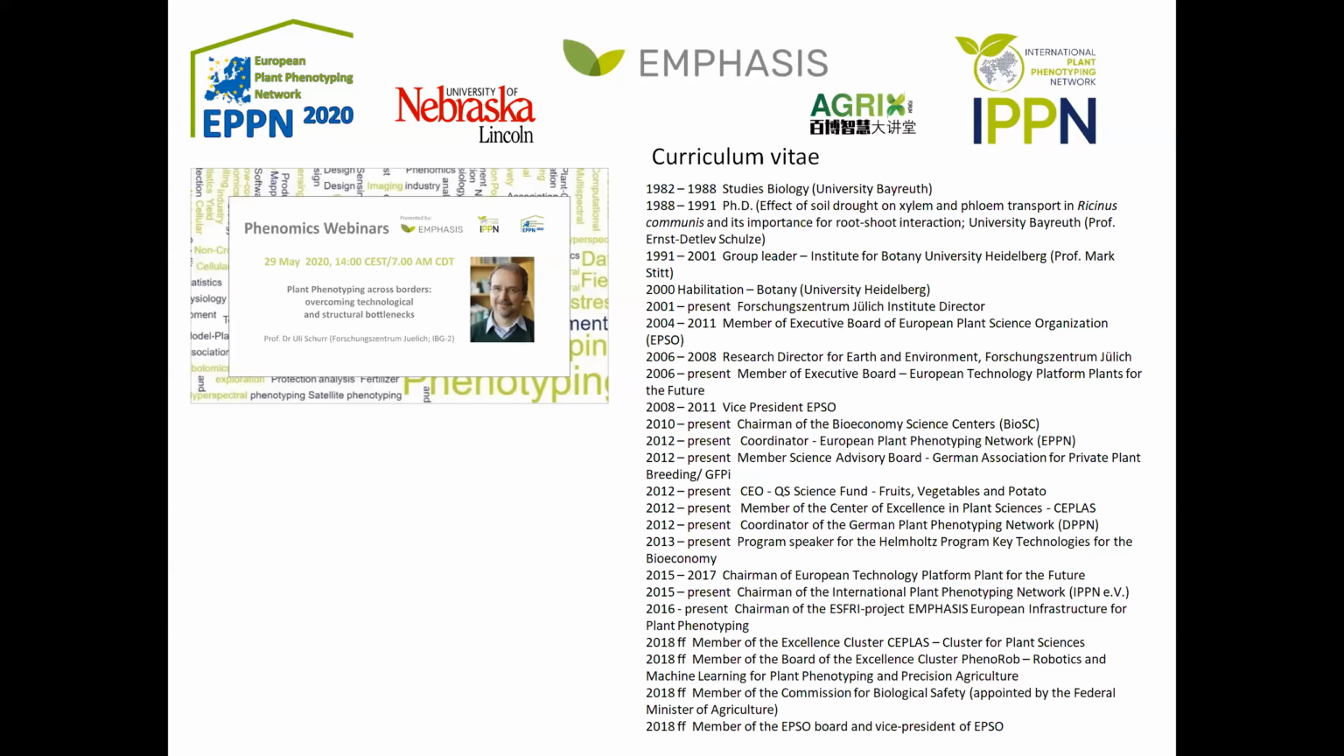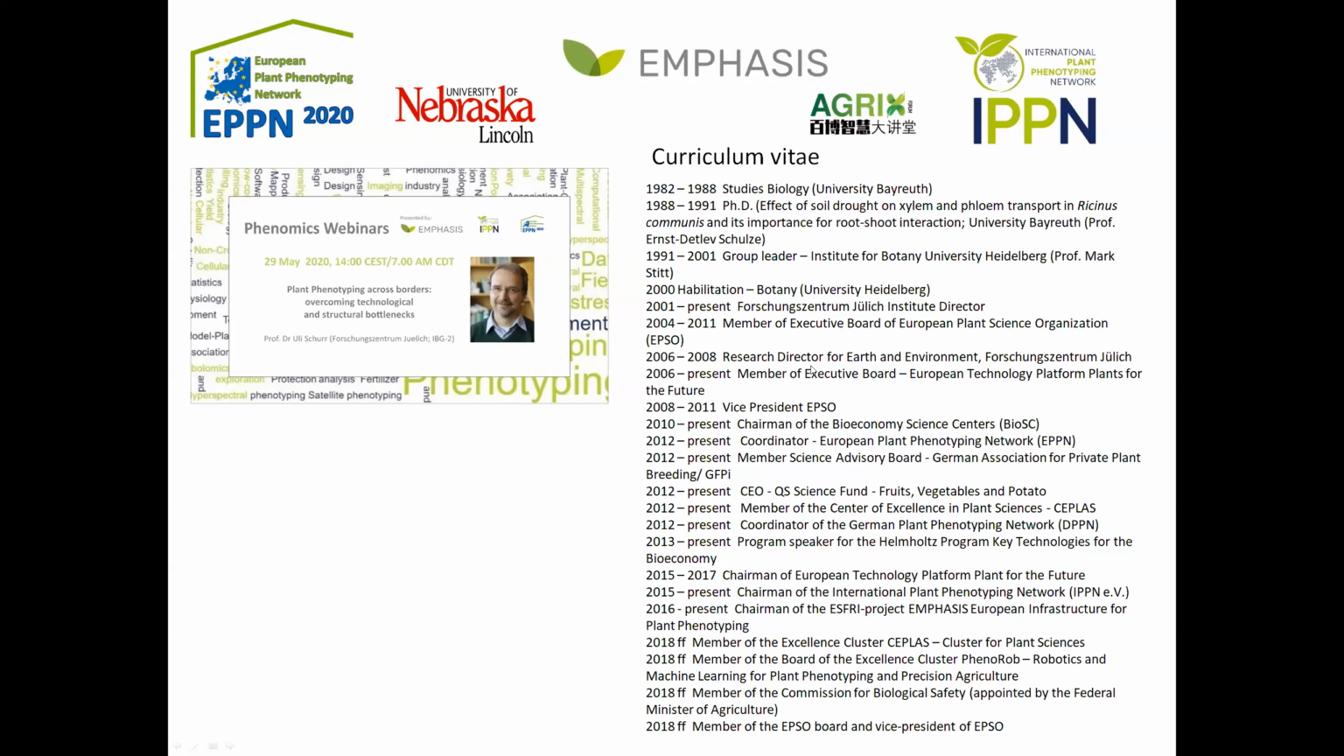Back to the real reason why you're here, which is, of course, Uli's talk, Plant Phenotyping Across Borders. A very short, condensed run through his CV. Uli studied biology in Germany at the University of Bayreuth, did his PhD in 91 on the drought in xylem and phloem transport. He became a group leader shortly before his habilitation, and shortly afterwards he became institute director at the IBG, where he is still the director until now.